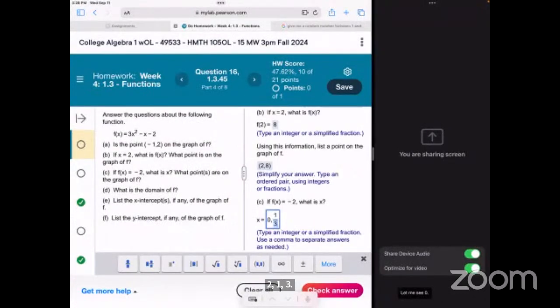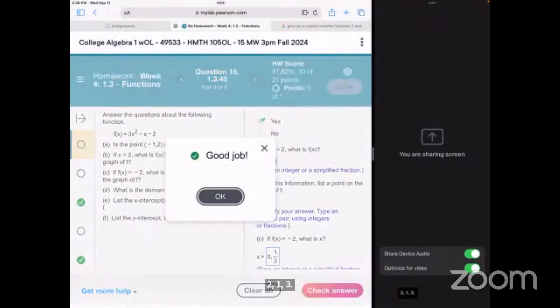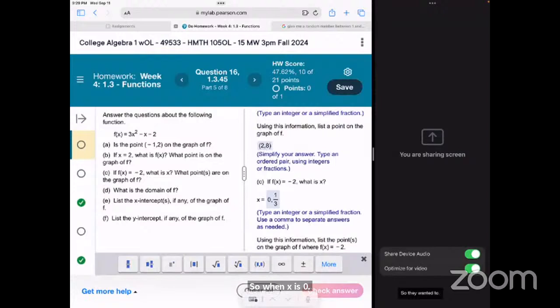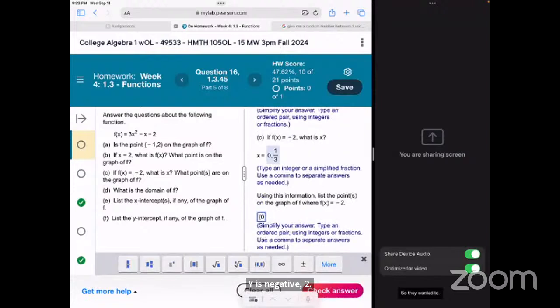Okay. So they want us to write the corresponding ordered pairs. Okay. So when x is 0, y is -2. And when x is 1/3, y is -2.